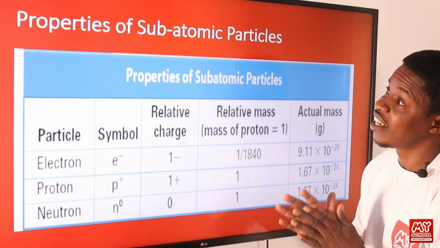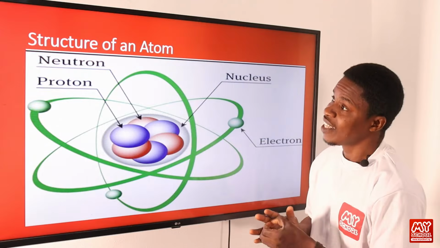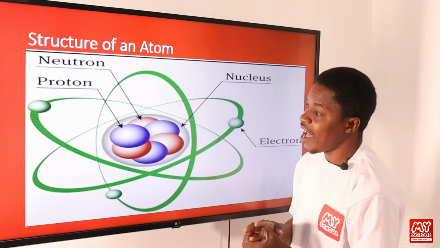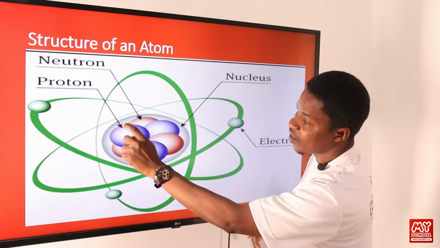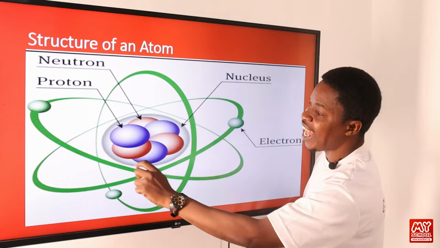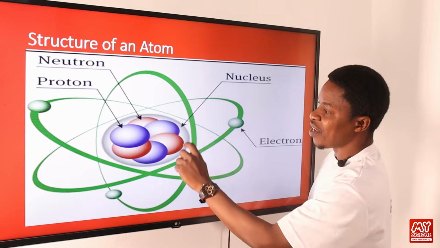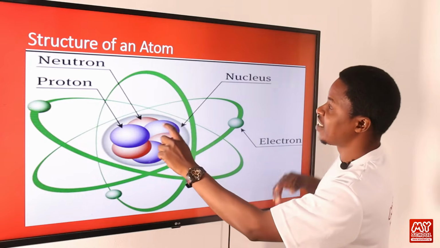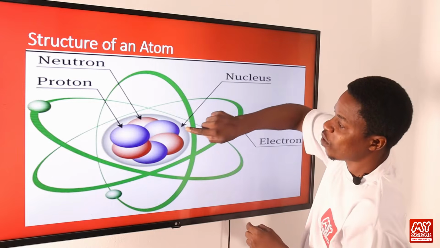Let's move on to the next slide. Now, this is the structure of an atom. This is the center. At the center of the atom of an element, we have the nucleus. You can see it here. The nucleus is always at the center.